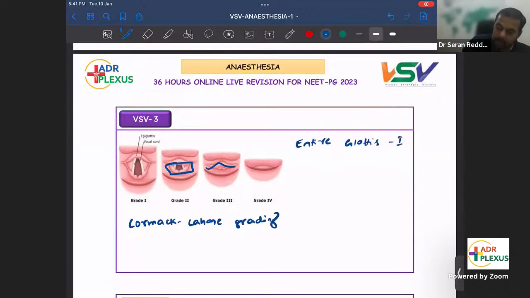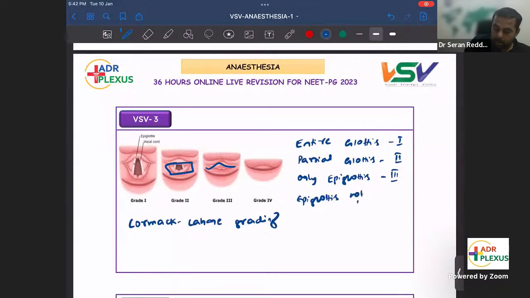The entire glottis is seen in 1. Partial glottis is seen in 2. Only the epiglottis is seen in 3. The epiglottis is also not seen in 4.